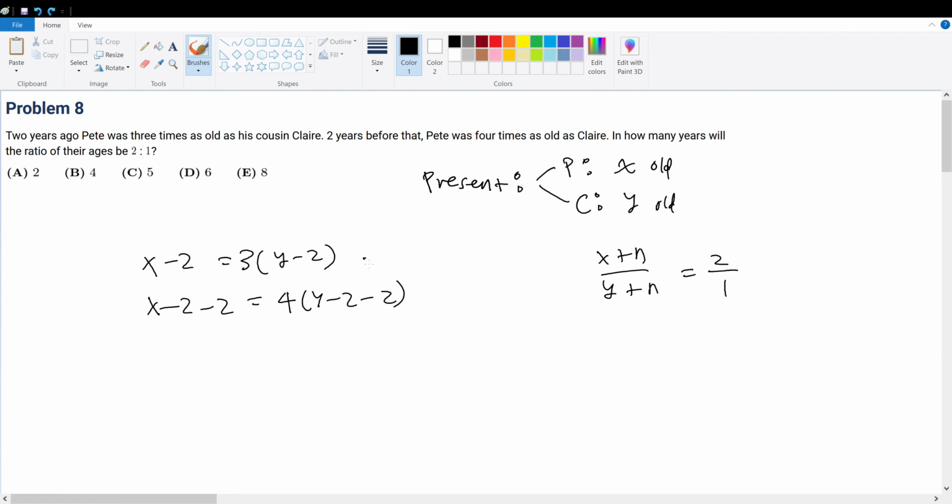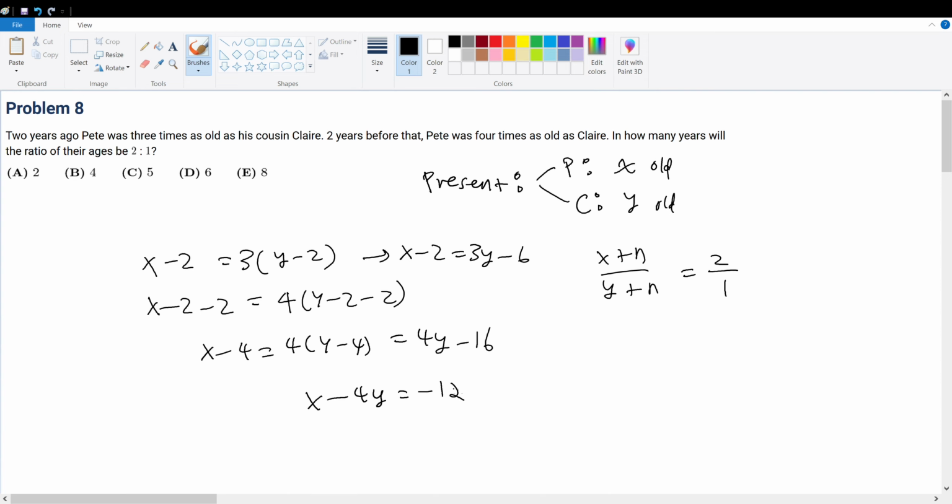So this becomes X minus 2 is equal to 3y minus 6. This becomes X minus 4 is equal to 4y minus 4, which is equal to 4y minus 16. So X minus 4y is the same thing as negative 12. And we also know that X minus 3y is the same thing as negative 4. Subtract this with this, which becomes y is equal to 8.